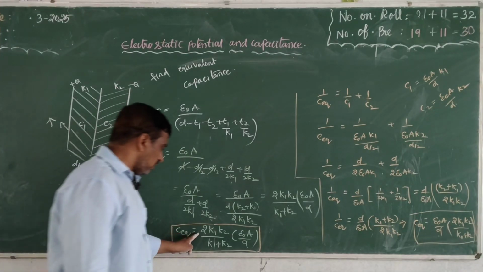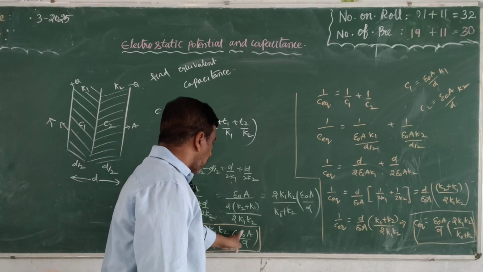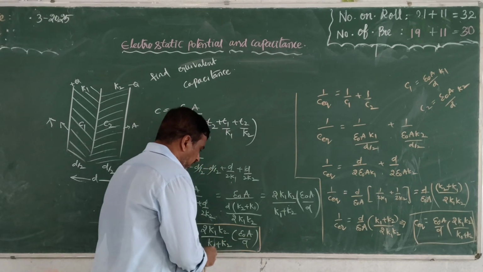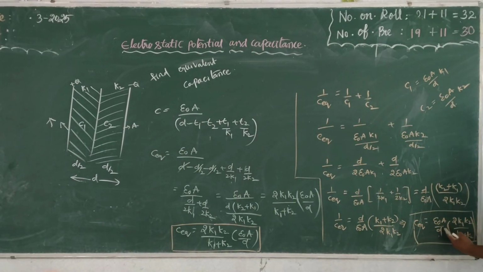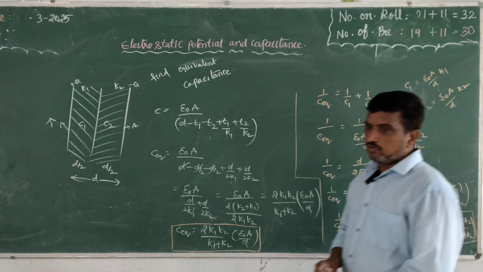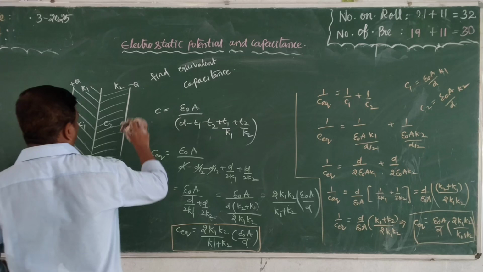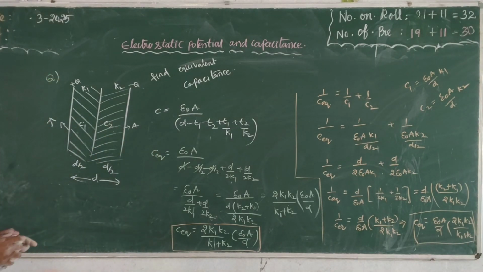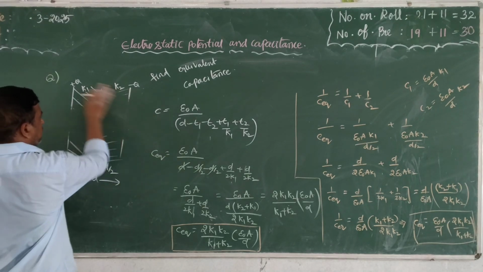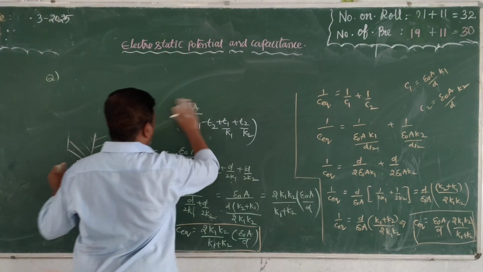Both are the same. Here also, C equivalent equals epsilon naught A by d into 2 K1 K2 by K1 plus K2. Now both are the same. Whatever method we use, the solution will be the same. It is the problem. Now see, for example, this series case. Now we can see a parallel case, one problem.